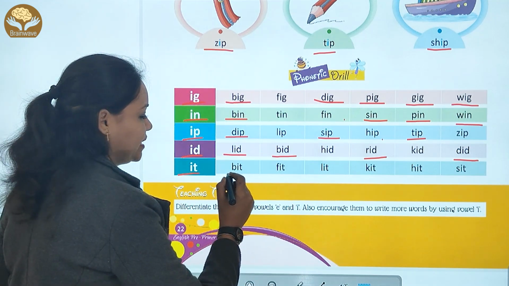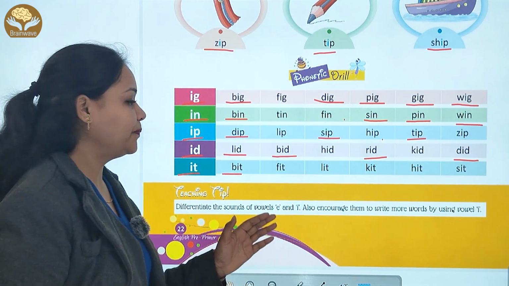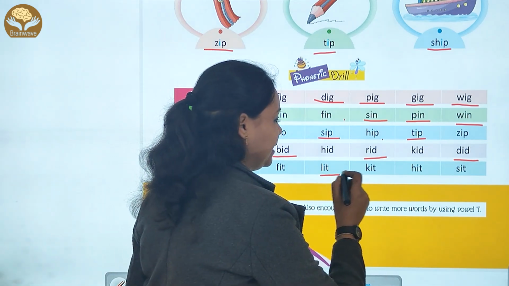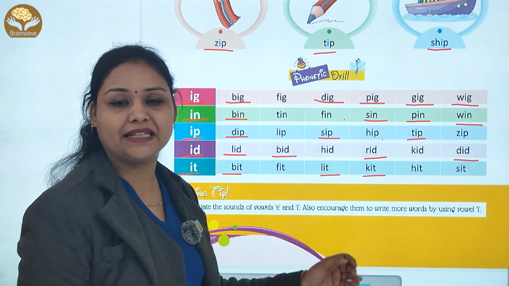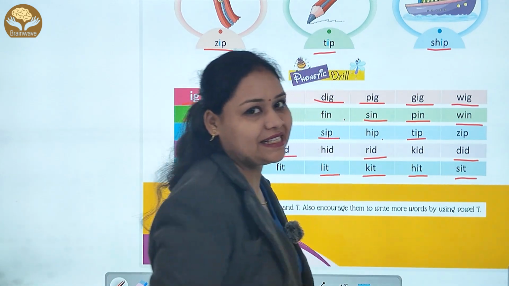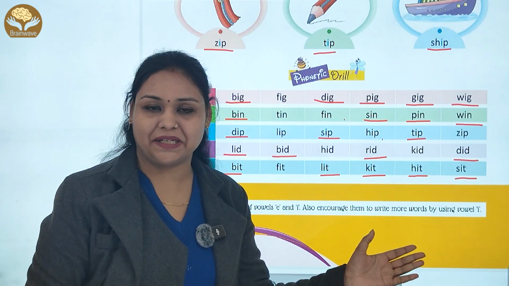Next, I-T. B-I-T, bit. F-I-T, fit. L-I-T, lit. And K-I-T, kit. H-I-T, hit. And S-I-T, sit.